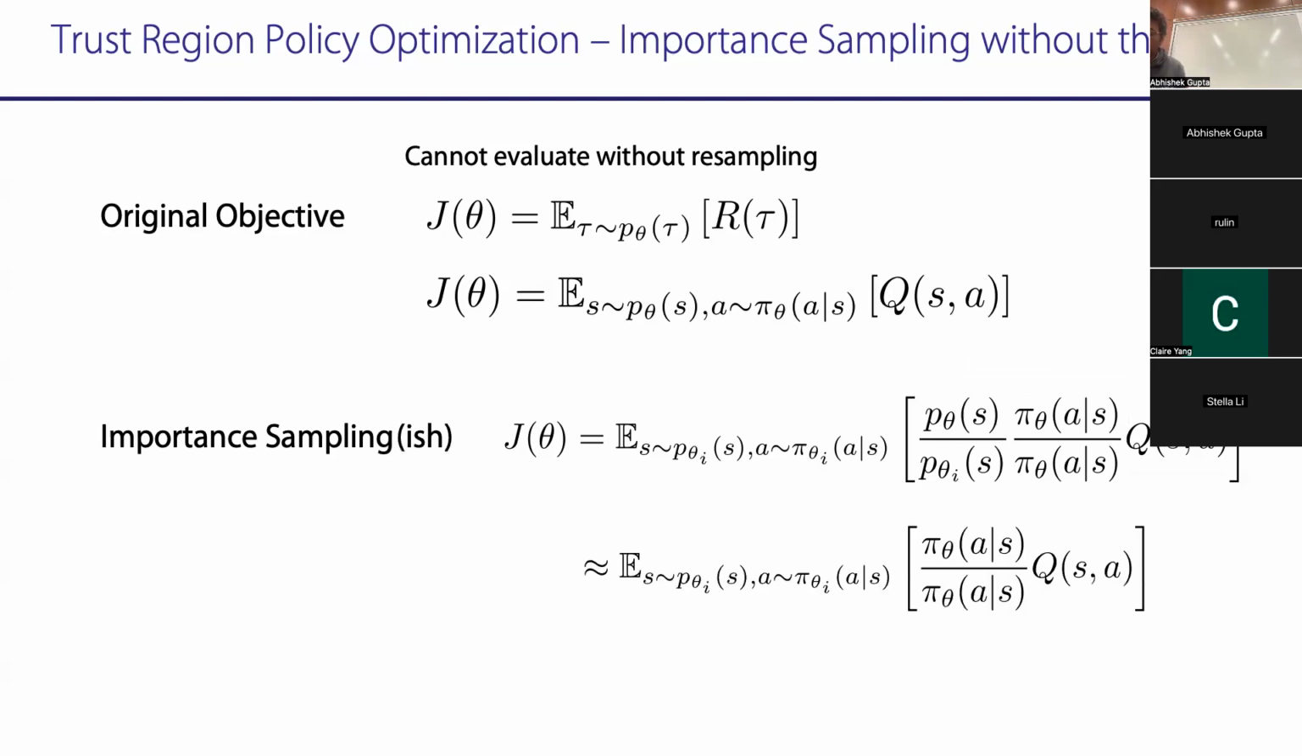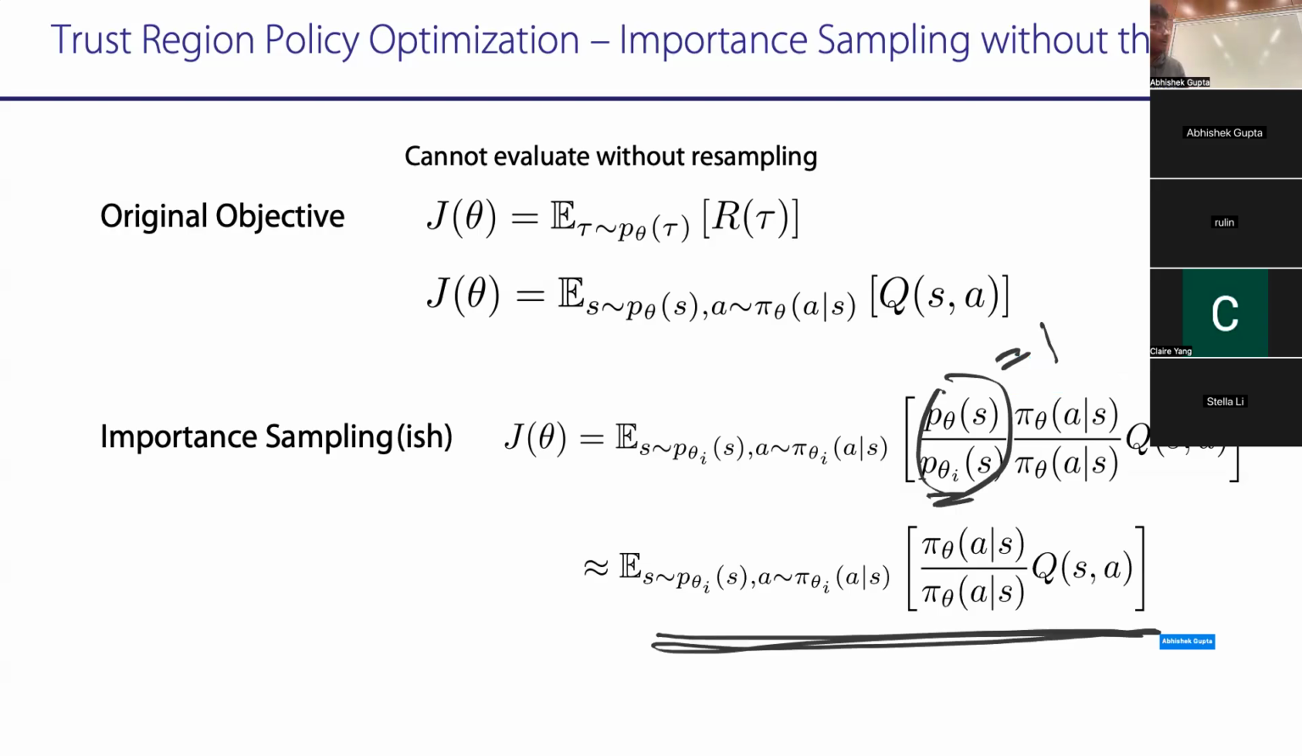So what TRPO does is it pretends that this thing is one. I'll explain why it's not that crazy, I promise. It's going to pretend that this thing is one, and it gets this objective, which is much, much easier to deal with. This is basically saying take samples from your previous policy, and then this is an easy thing to evaluate, which is not a product of a bunch of stuff. Then you can take multiple gradient steps on this. The nice thing is you can keep the same data and take multiple steps.